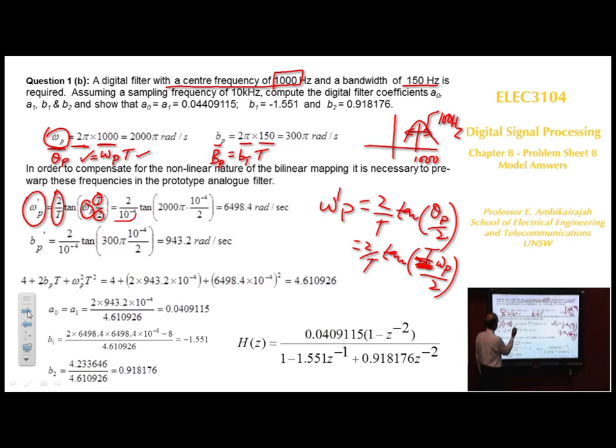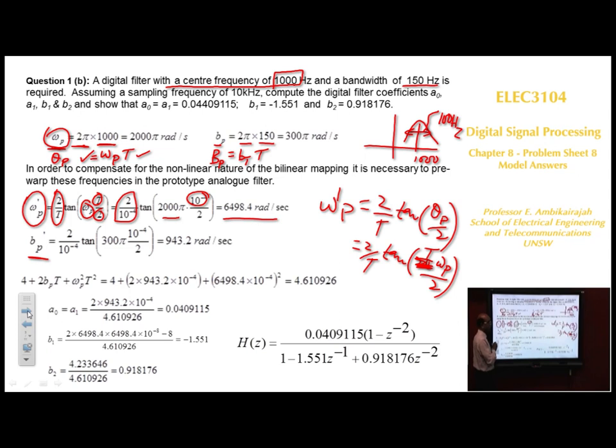So you substitute the values, which are given to you, accordingly. You get tan of 2 pi times 1000 times 10 to the minus 4, since your sampling frequency was given as 10 kilohertz, so T is 10 to the minus 4. You get that as your pre-warped frequency.